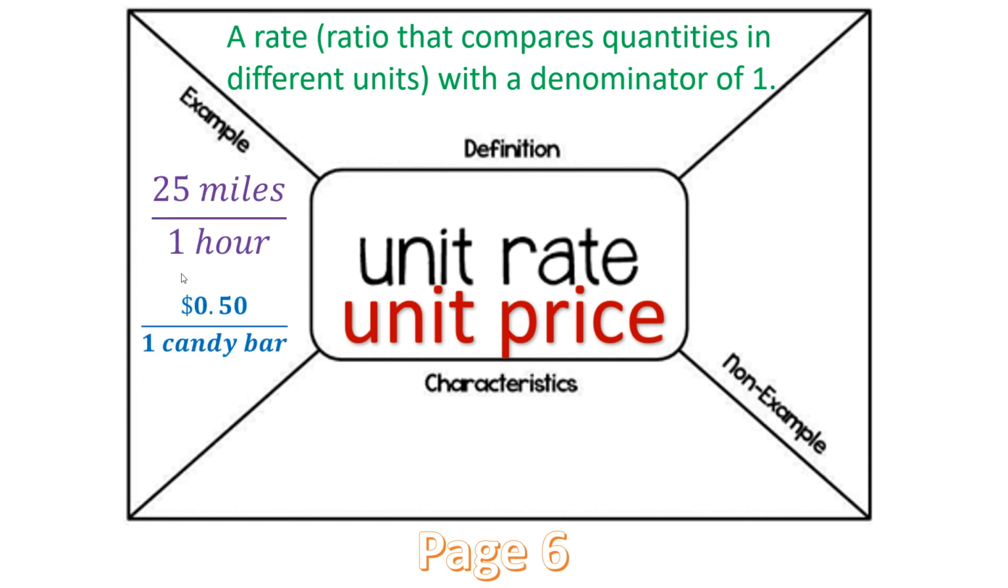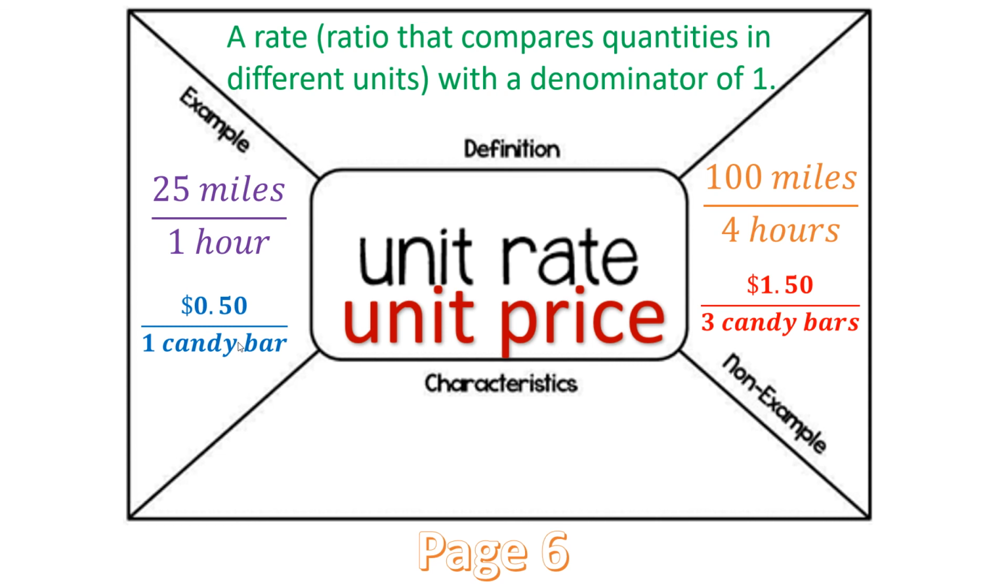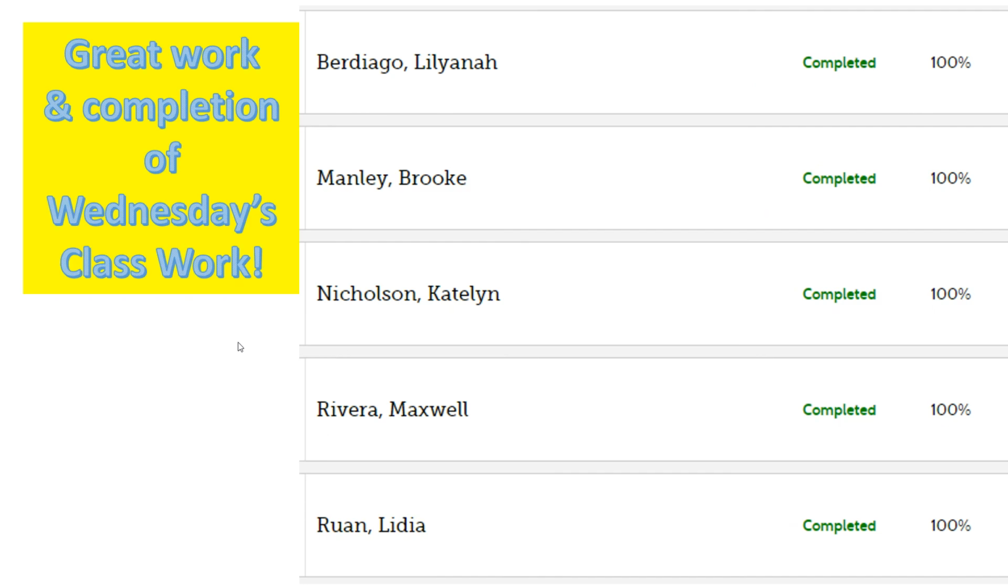Here are 2 examples of unit rates because they have a denominator of 1. They're a comparison of an amount to 1. Both of these are not unit rates because they do not have denominators of 1. They're not a comparison to one thing. And so the key characteristic is blank per 1 blank. And that's it.